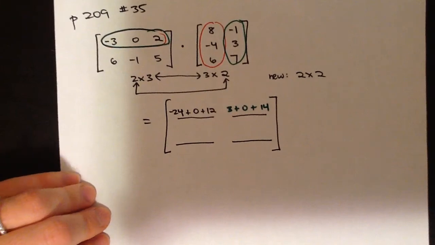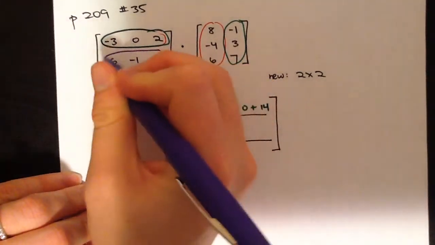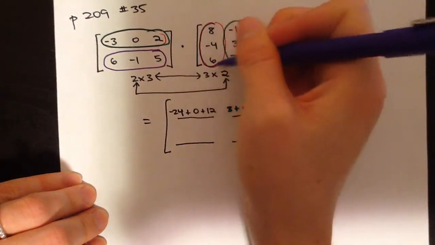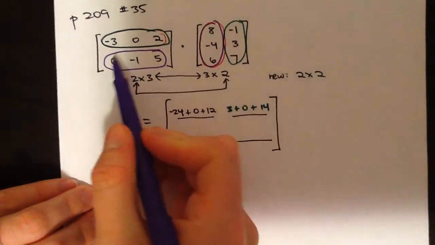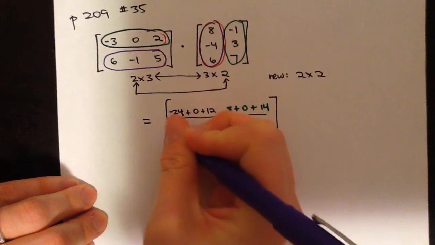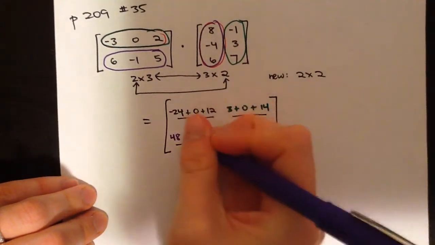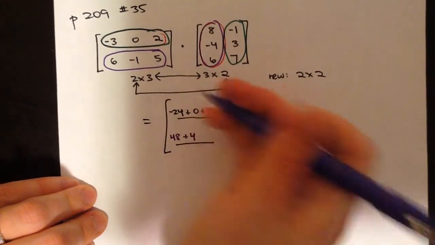All right, now I'm down here in the second row. So second row, first column. Pair them off, multiply, add. 6 times 8 is 48. -1 times -4 is +4. 5 times 6 is 30.